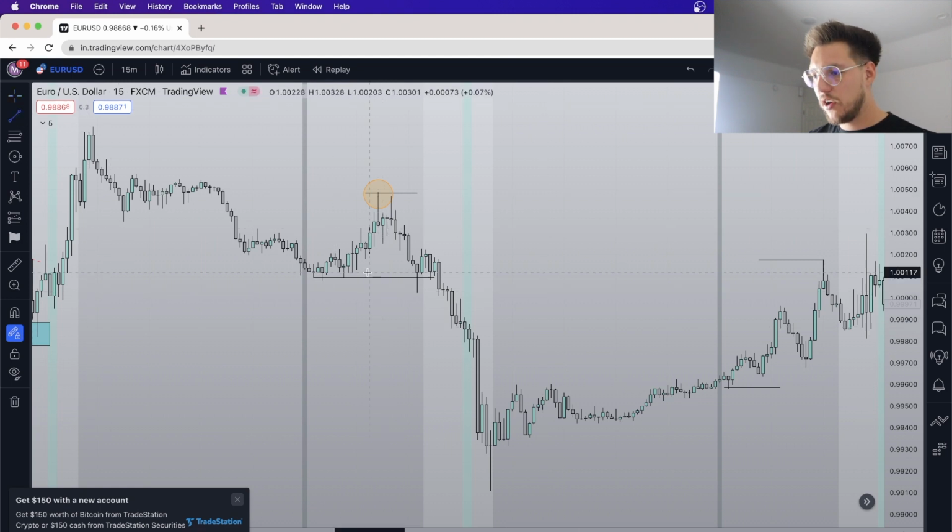In this case scenario, what are we respecting? We are respecting an area of imbalance that we had previously, right over here. We come, tap, test, and continue going lower. Exactly in that area. Letting me know that I could place my stops above these highs.